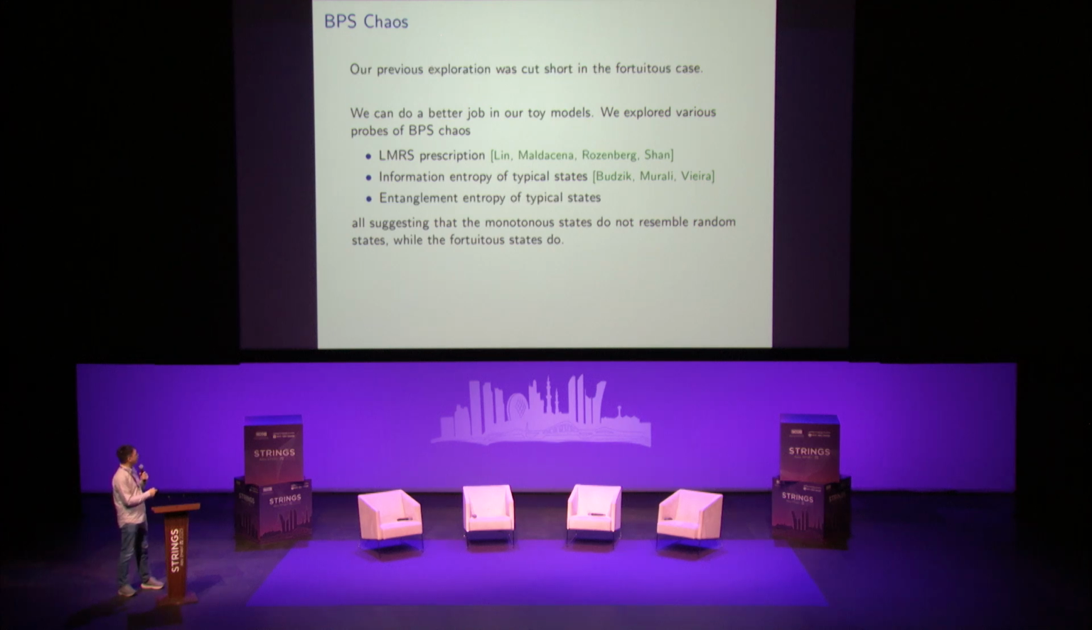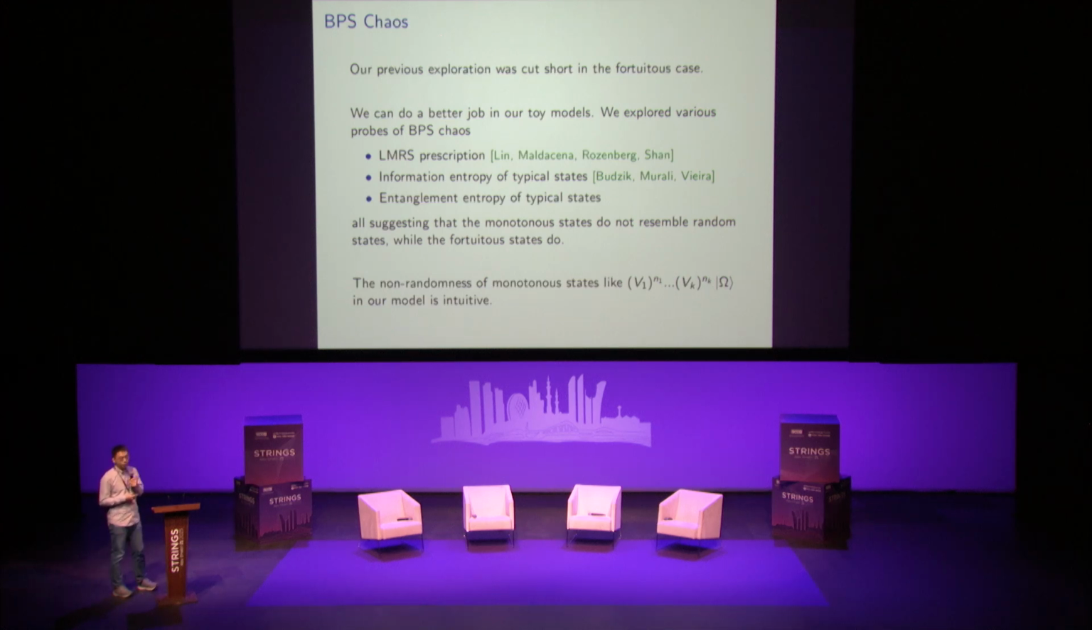But we can do a much better job in the toy models. So without going into the detail, let me just report to you that we've performed several checks of this BPS chaos in our model using different kinds of probes as listed here. And they all suggest that the monotonous states in our model do not resemble random states, while the fortuitous states do.